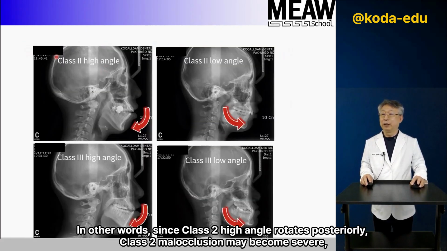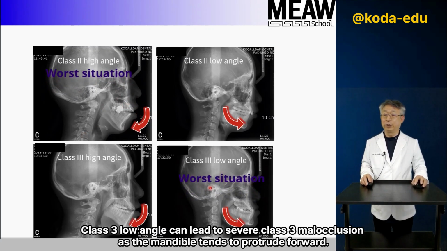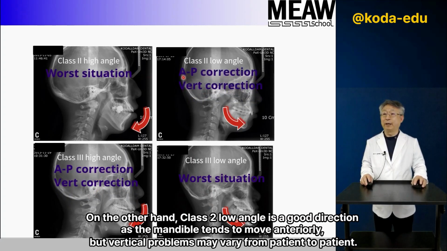In other words, since Class 2 high angle rotates posteriorly, Class 2 malocclusion may become severe. Class 3 low angle can lead to severe Class 3 malocclusion as the mandible tends to protrude forward. On the other hand, Class 2 low angle is a good direction as the mandible tends to move anteriorly. But vertical problems may vary from patient to patient.